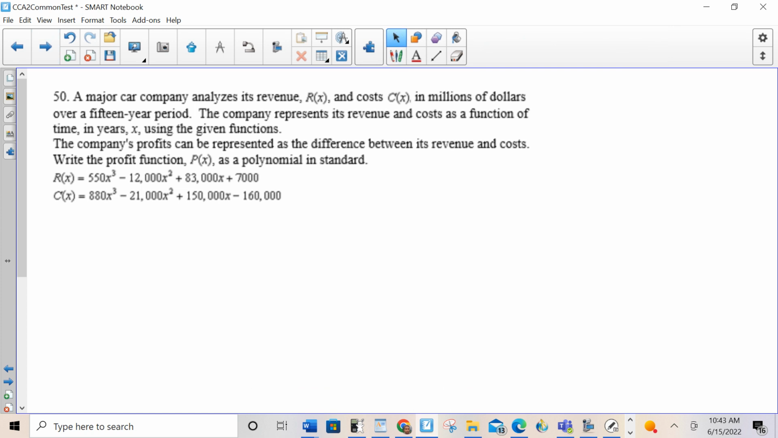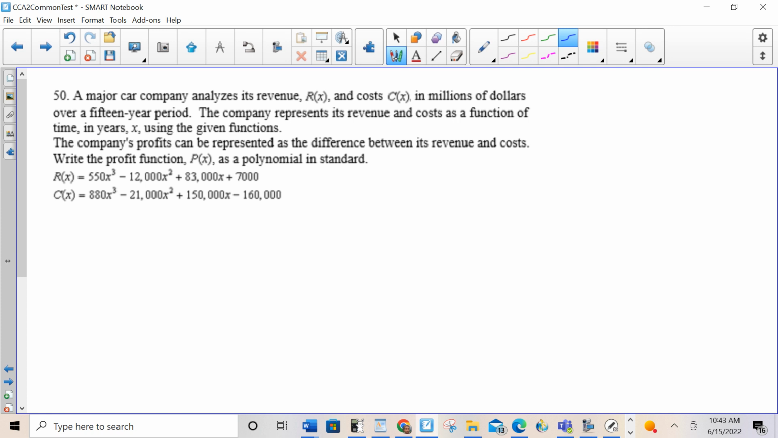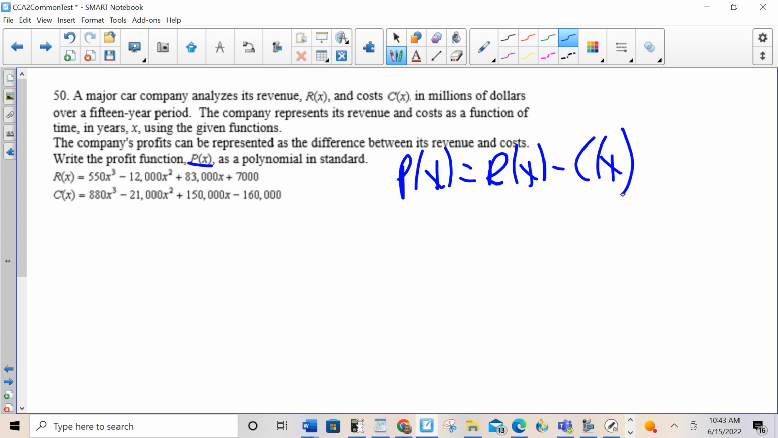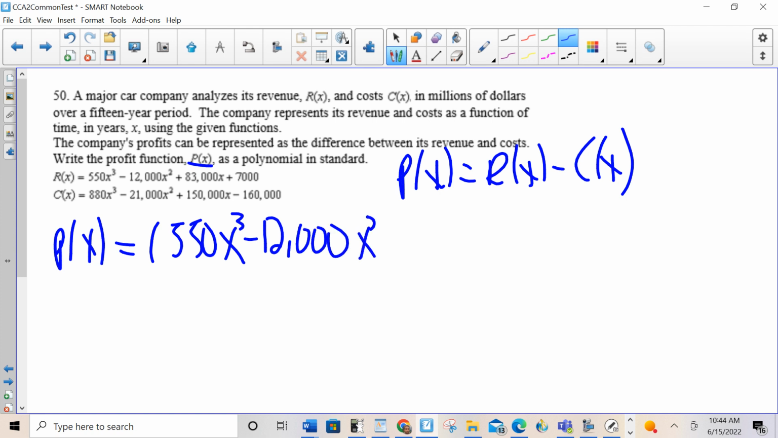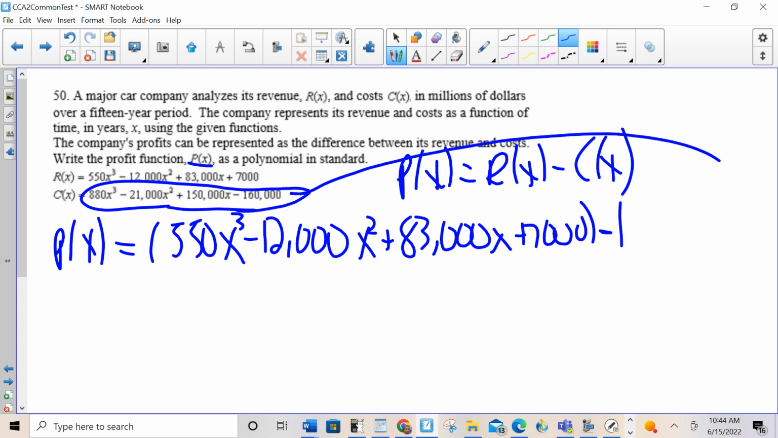A major car company analyzes its revenue, R of X, and costs, C of X, in millions of dollars over a 15-year period. The company represents its revenue, and so on. Profit. Profit is revenue minus cost. So, P of X, profit, is revenue, or R of X, minus, I don't know how I'm going to fit this. I'm going to have to get a little unorganized here.